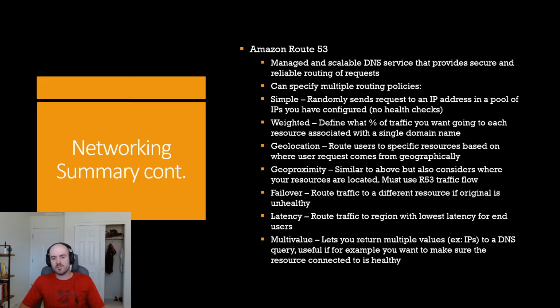Latency policies route traffic to a region with the lowest latency for an end user. Whatever is closest to them geographically is probably going to have the lowest latency. And then multi-value lets you return multiple values, for example, IP addresses, to a DNS query. And it's really useful if, for example, you want to make sure the resource that you're connected to is healthy.